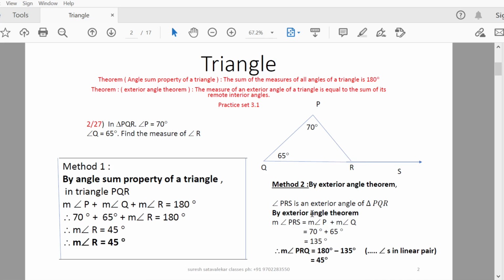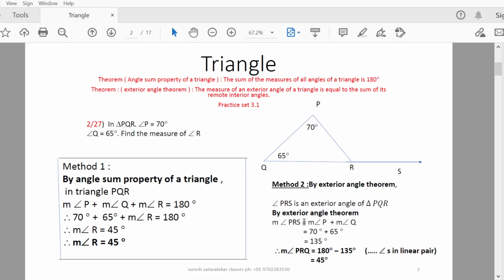And by the exterior angle theorem, the measure of an exterior angle is equal to the sum of the measures of the remote interior angles. Therefore, measure angle PRS is equal to measure angle P plus measure angle Q. Whenever there is no confusion, we can use a single letter. Here measure angle P is understood, measure angle Q is understood. But if we say measure angle R, there is a confusion whether we mean angle PRQ or PRS. In such a case, it is better to use three letters.